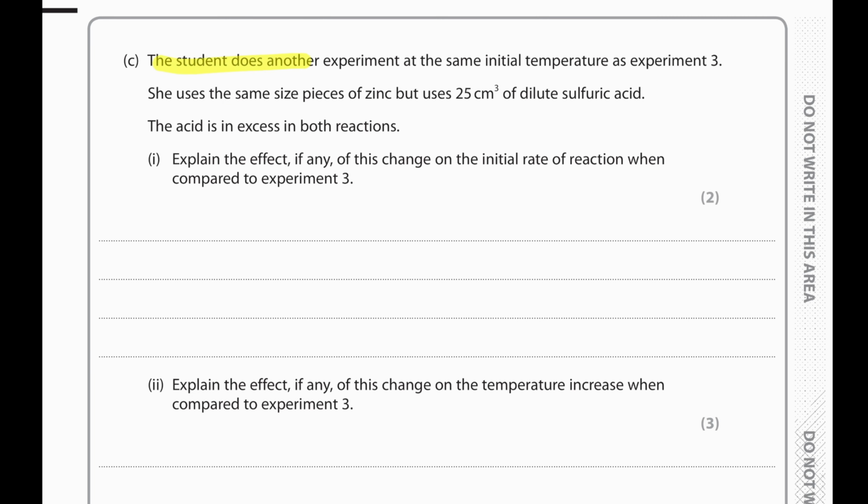The student does another experiment at the same initial temperature as experiment 3. She uses the same size of pieces of zinc but uses 25 cm cube of dilute sulfuric acid. The acid is in excess in both reactions. Explain the effect, if any, of this change on the initial rate of reaction when compared to experiment 3. The initial rate of the reaction in this experiment stays the same.